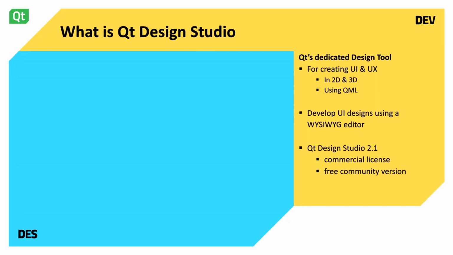What is QDesign Studio? QDesign Studio is a QML-based design tool for 2D and 3D content. It allows you to use the What You See Is What You Get editor to design UIs in QML. QDesign Studio 2.1 comes with both a commercial version and a free community version.